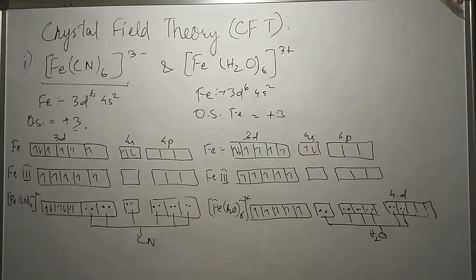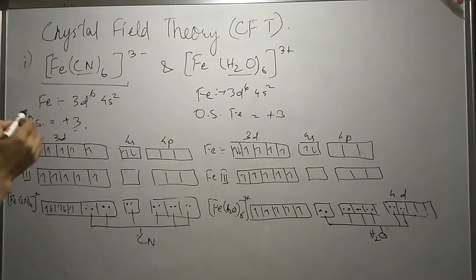Let us see one of the examples. Based on the crystal field theory, we shall be discussing the involvement of inner d orbital hybridization and outer d orbital hybridization, and also the magnetic properties, whether it is diamagnetic or paramagnetic. Here we know that CN is a strong field ligand and H2O is a weak field ligand from the spectrochemical series.